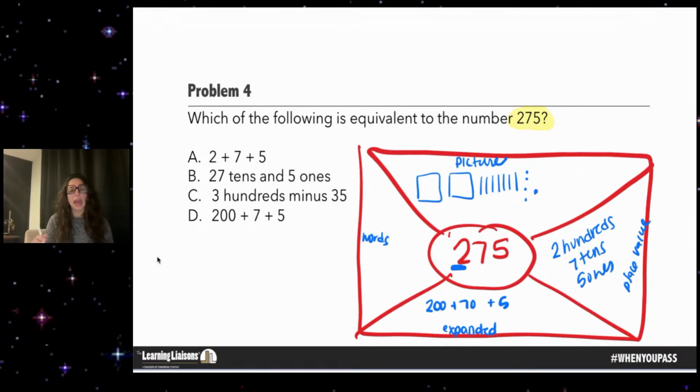But when I look at my answer choices, none of my answer choices represent that. So how in the world am I going to solve this? Well, they are showing us the number represented differently. I know it's not 2 plus 7 plus 5 because it's 200 plus 70 plus 5. I also know it's not 200 plus 7 plus 5 because we're missing the 0 here. So it has to be B or D. 300 minus 35.